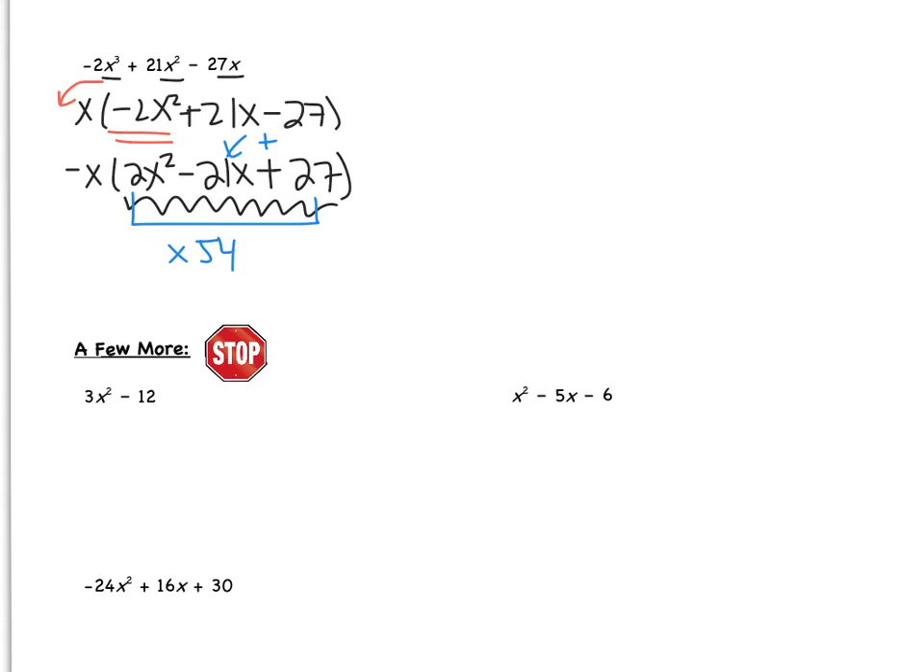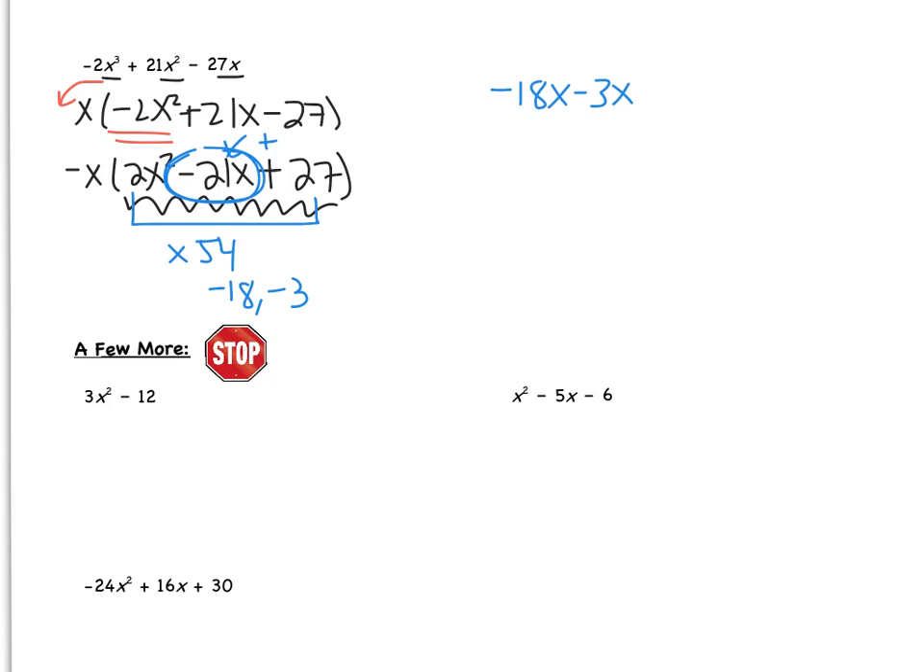Let's see how we did. The two numbers that you should have come up with are negative 18 and negative 3. Now hopefully we remembered what to do with those numbers. The process is called split the middle because we are rewriting this middle term. So instead of negative 21x, we're going to end up with negative 18x minus 3x.